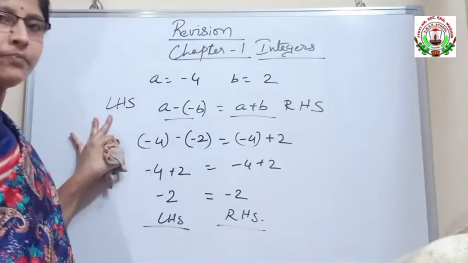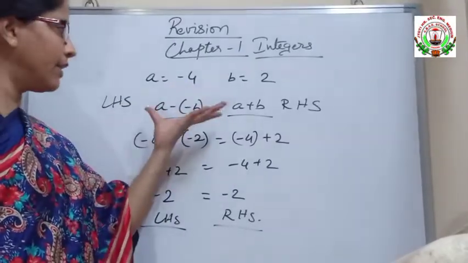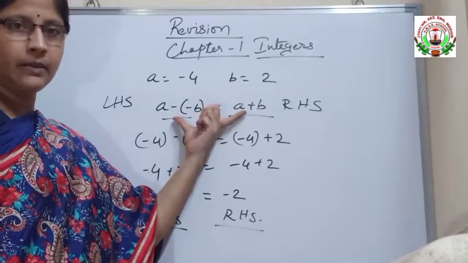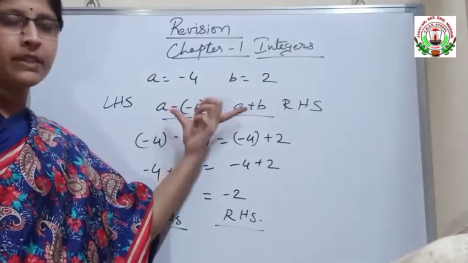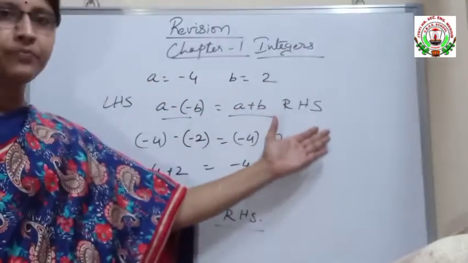So we have to show these. Like this, values are sometimes given, and they are going to give you one equation along with the alphabets. You have to prove that LHS equals RHS.